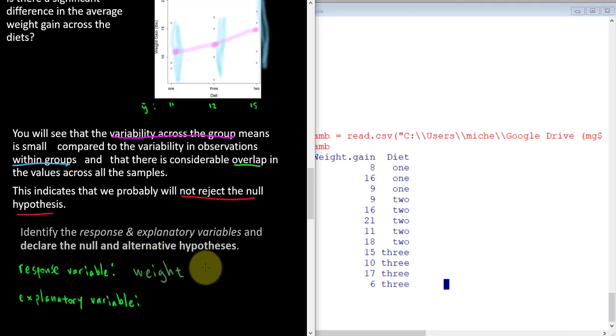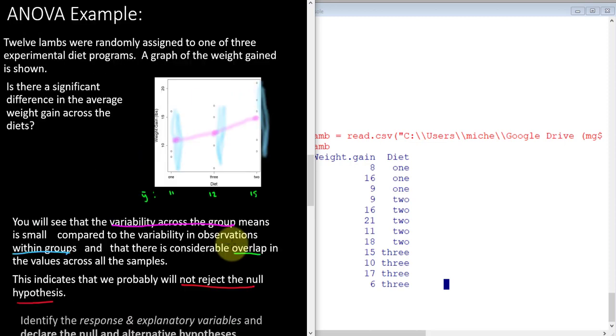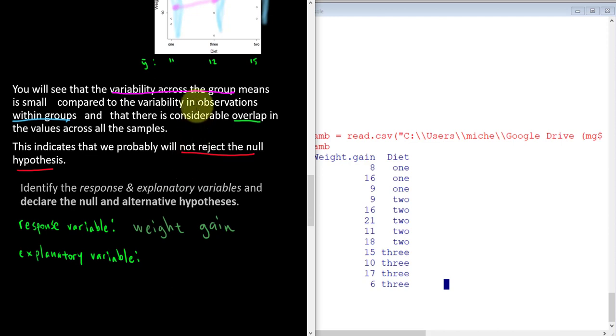Now, what's the explanatory variable? I think this was in pounds, but it doesn't say though. The explanatory variable was the different groups, and there are 3 groups here. So that would be diet type or type of diet. Now that we've got that out of the way, let's write down our null and alternative hypothesis.